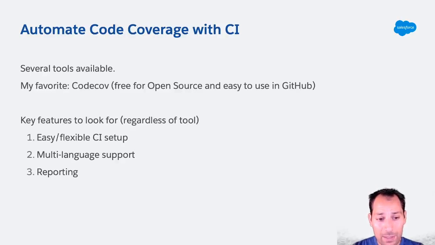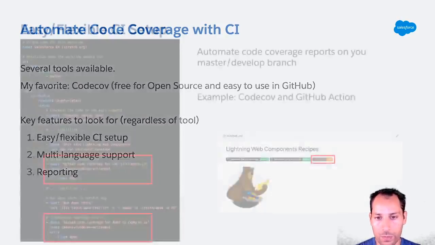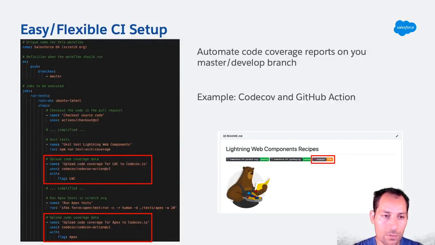And finally, something that I think is very important is to have some sort of reporting capability. Because looking at line numbers or just percentage is the minimum, but if you want to figure out at a glance the health of your project, you want a bit more reporting capabilities. So I'll just give you some examples for those key features using CodeCov, and you can probably figure out what other tool could fit your needs. So let's start first with easy and flexible CI setup.